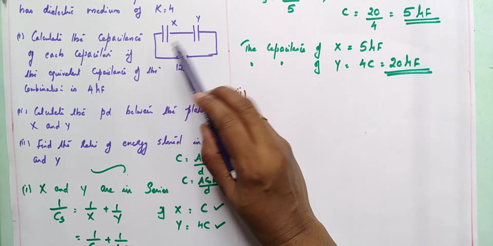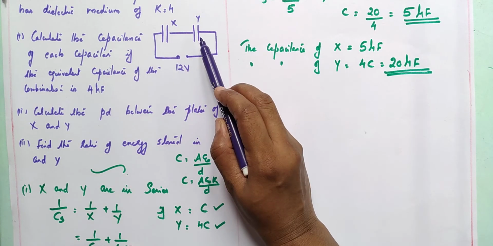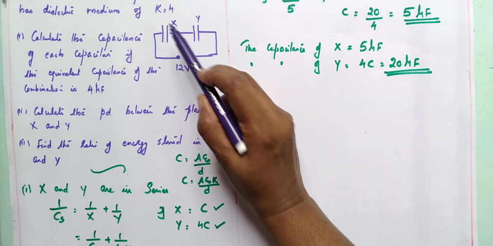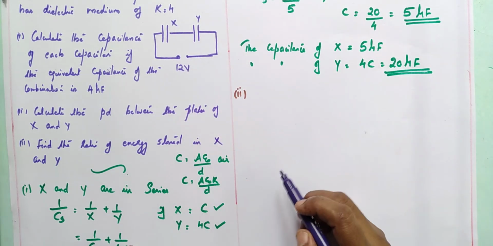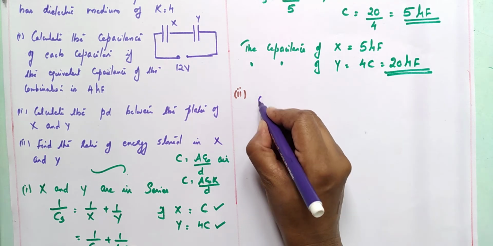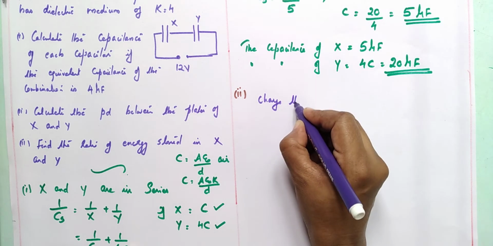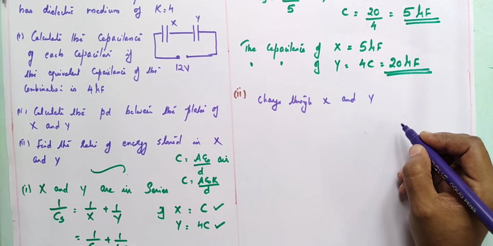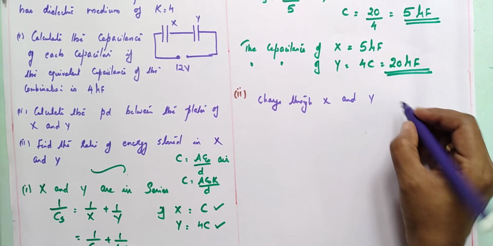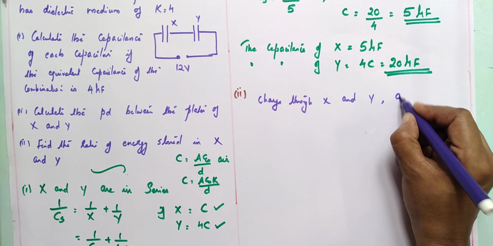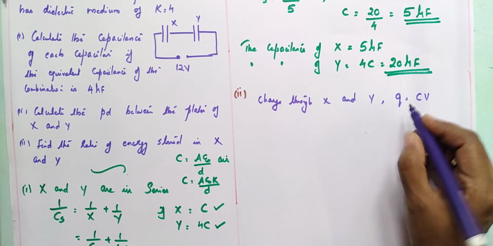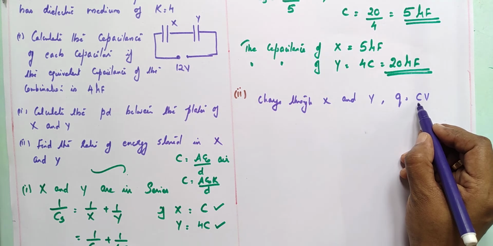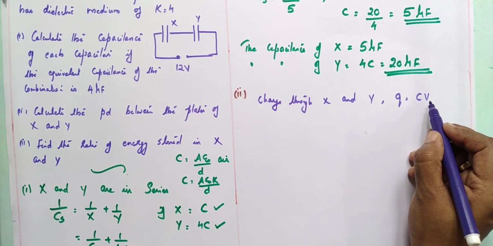What remains the same here? Since they are connected in series, the charge remains the same for capacitor X and capacitor Y. So we can find the charge through X and Y using Q equal to CV, where Q represents the total charge, C the total capacitance, and V the total voltage.